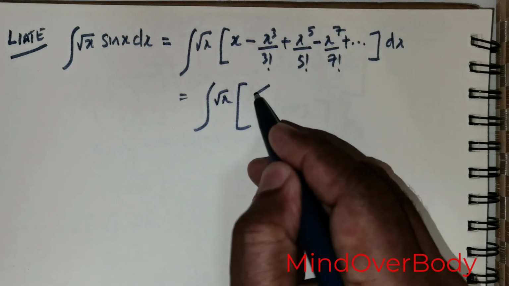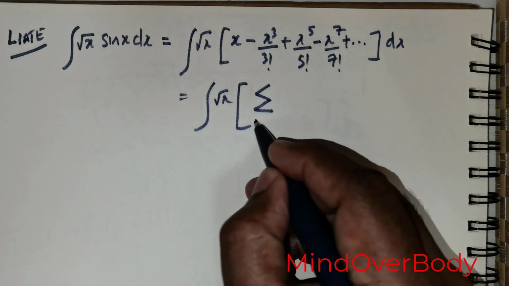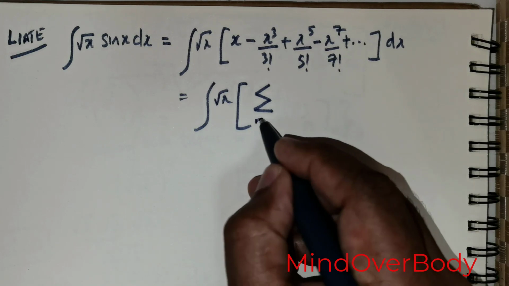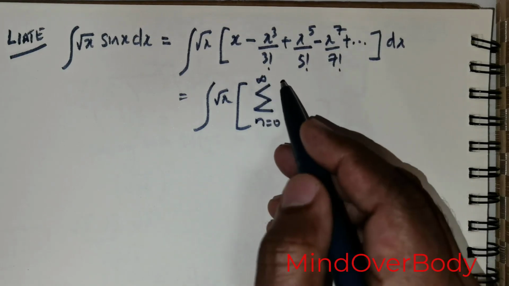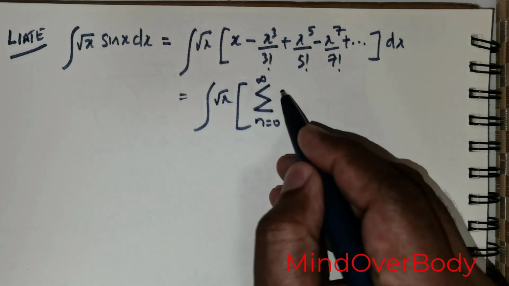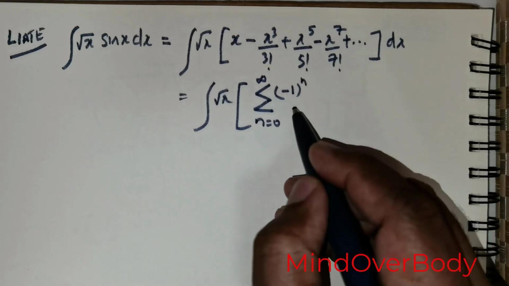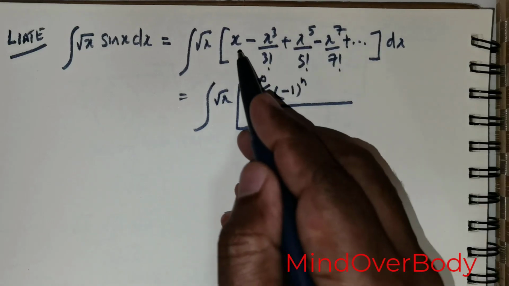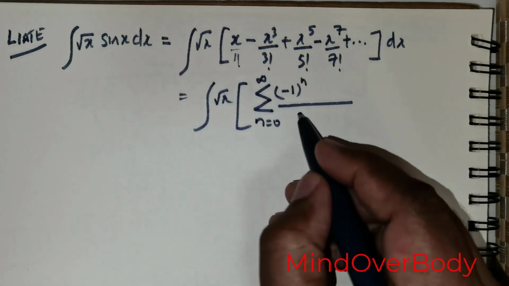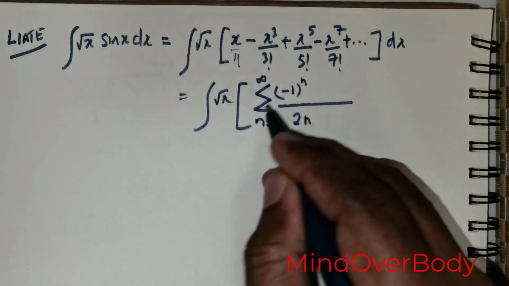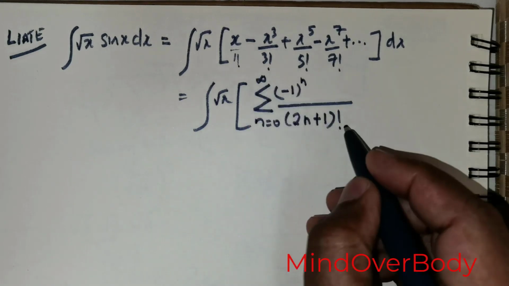So this is going to be sigma. Now the value of n ranges from 0 to infinity, and since the signs are alternating, this is going to be negative 1 raised to the power of n divided by, I got odd numbers. In fact, this is going to be 1 factorial. So 1, 3, 5, 7. So to generate odd numbers, this has to be 2n positive 1. And factorial is there, so I'm placing factorial.